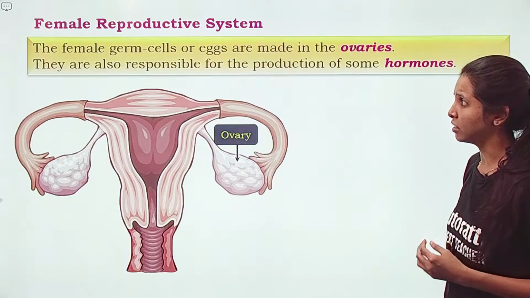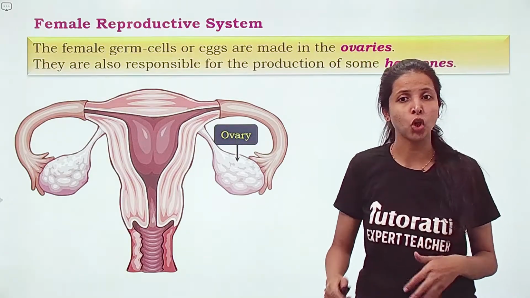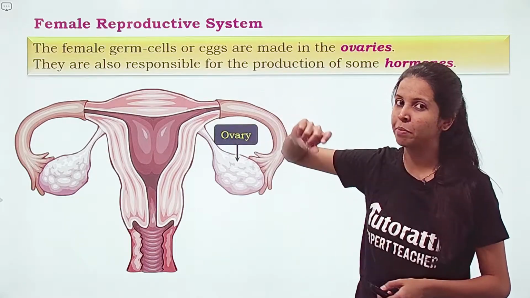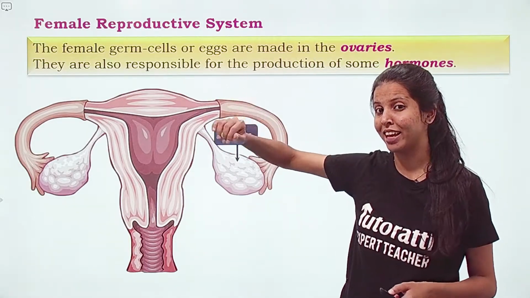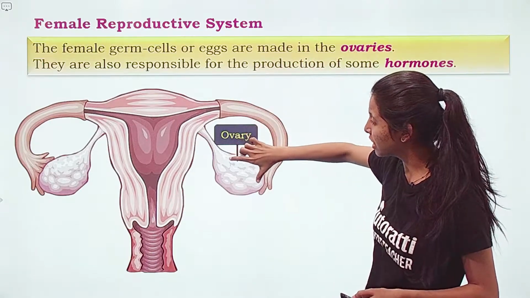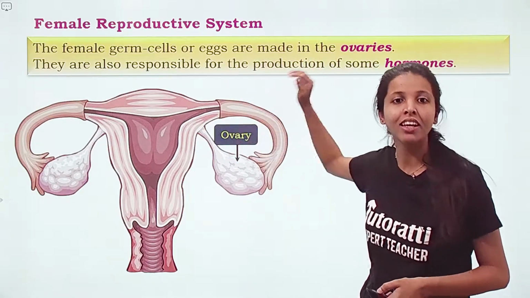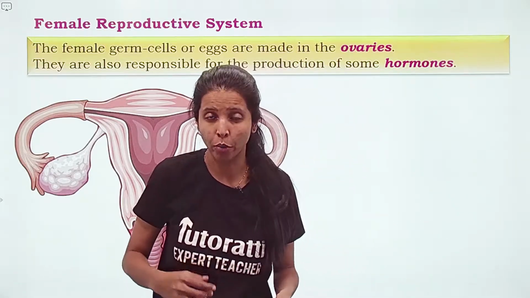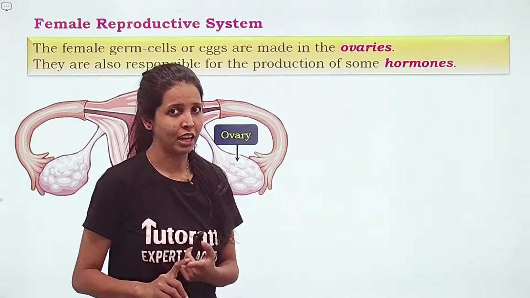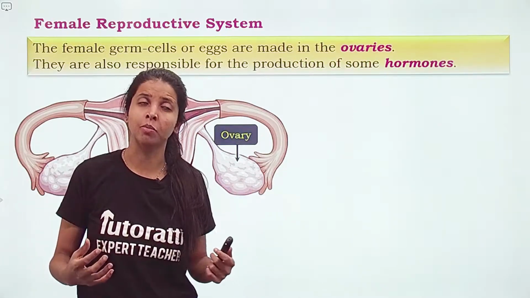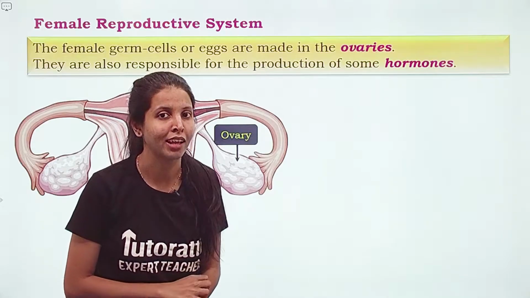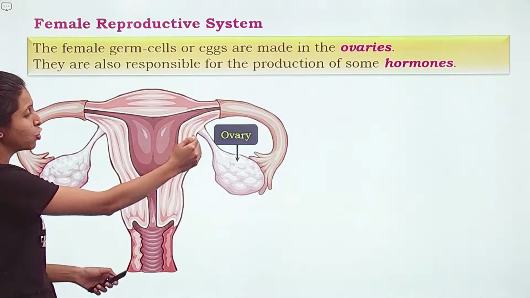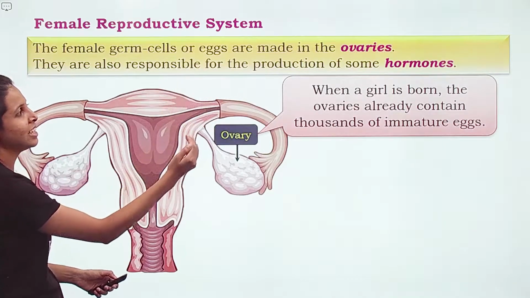Female reproductive system. The female germ cells or egg cells are made in the ovaries. In males we studied that they are made in the testes. In females, the germ cells are made in the ovaries, and they are also responsible for the production of some hormones. There are a set of changes that occur in a girl's body during puberty, and Ma'am also told you that these changes are because of the hormones being released. These hormones are also released from here.